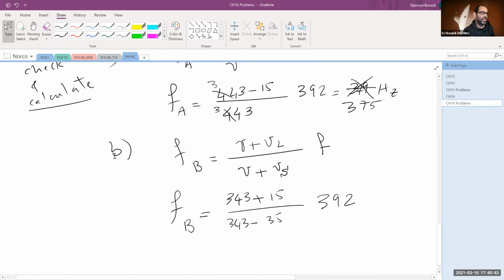Okay, I'm going to use the same formula, except now I have to fix the denominator correctly. So it's the numerator, first of all, it's a plus. In this case, it's not a minus. And the denominator will have a plus also in it, but 35. So the answer is 371 hertz. As expected, this one went down too, okay?